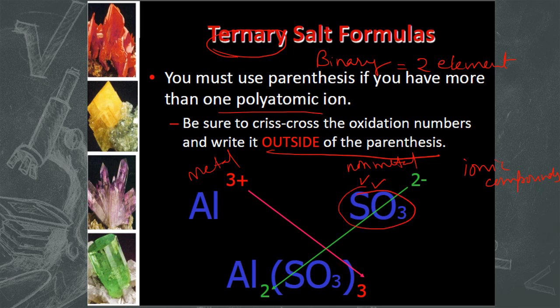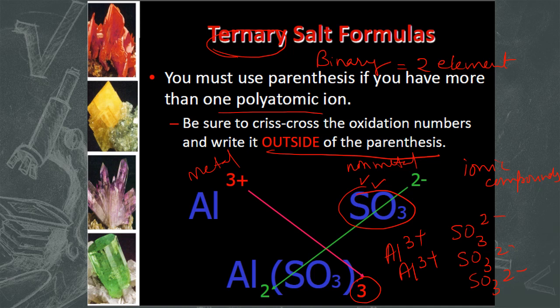So what we will do, we will always take it together. SO3 is always together. So when you crisscross it, two aluminum and three sulfite, that three should be outside the parentheses. As we were practicing before, make sure the charges are cancelled out. That's why there are three sulfite ions for two aluminum. So that will be 6 negative and 6 positive, which will make it neutral.